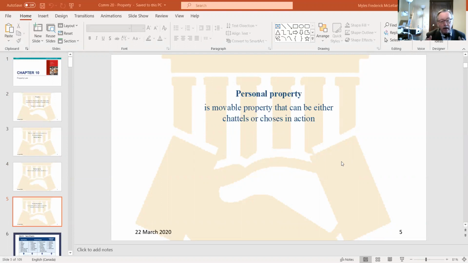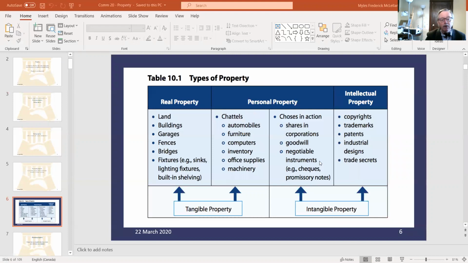Personal property, on the other hand, is what's considered to be movable property. So your laptop or your phone or your books or your TV, all those kinds of things that you can actually pick up and move. That is personal property. And in addition to movable property, we have things that are called choses in action, and I'll describe to you what those are. So you either have movable property, which are chattels, and other types of personal property that are called choses in action. This is a chart setting out the types of property that can be described under these headings.